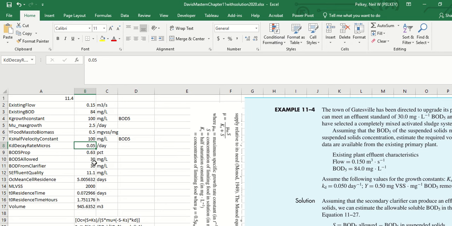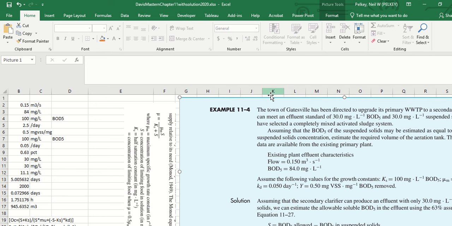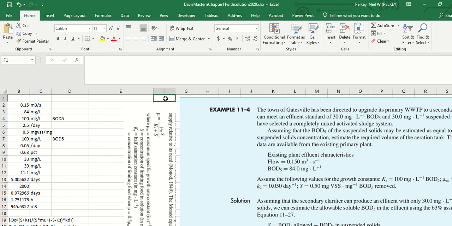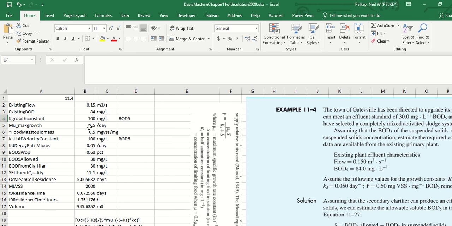And that's 0.63. It says percent should be proportion. As we come over here, and let me see if I can slide over, my screen is too small. There we go. The BOD of the suspended solids is 60% of the suspended solids, and that gives us that, and that's our first step.